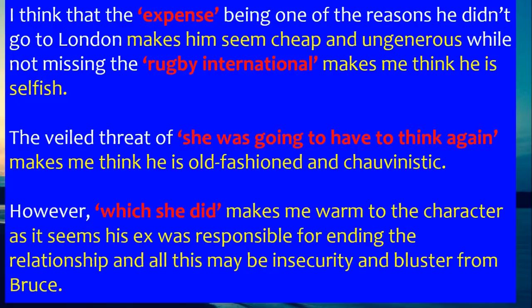So I'm basically saying there that the reader may give him a bit of sympathy, because we know actually, in fact, he was the person who was dumped in the relationship, and maybe all this stuff is a load of nonsense just because he's trying to cover the fact he was dumped.